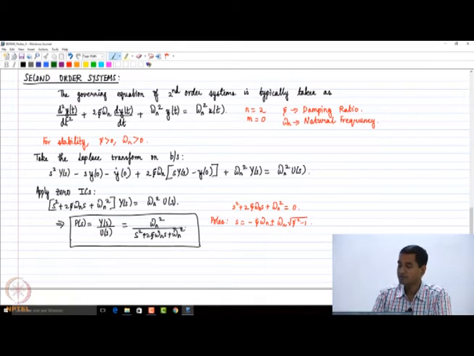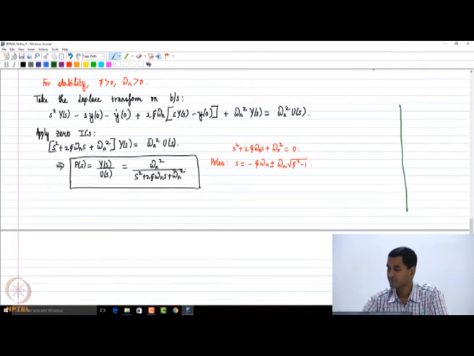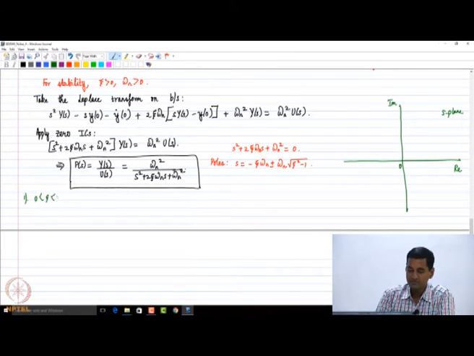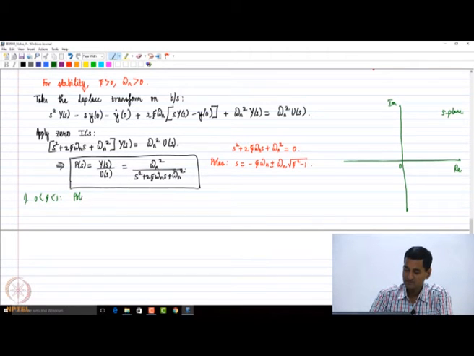And we observe that the poles are going to be at minus zeta omega n plus or minus omega n times square root of zeta squared minus 1. So if we plot these poles, what's going to happen is the following. I have the real and the imaginary axis in the s plane. It so turns out that if we have the value of zeta between 0 and 1, we would have the poles to be complex conjugate.